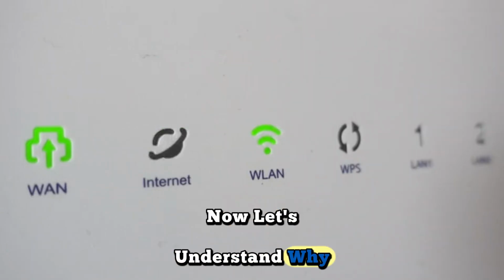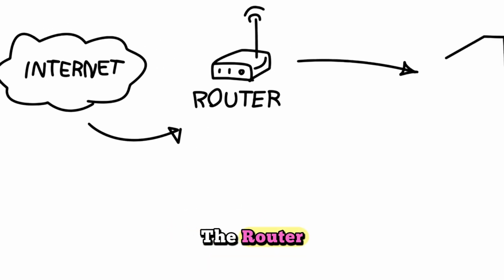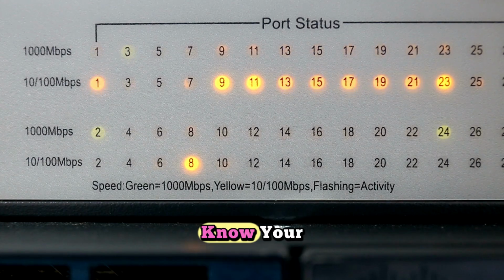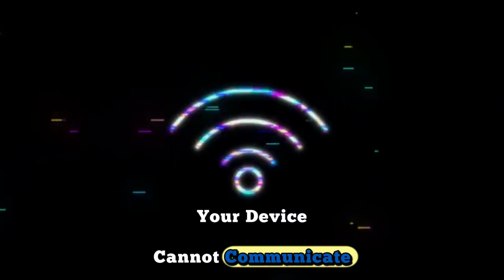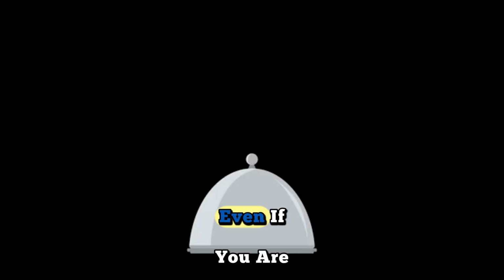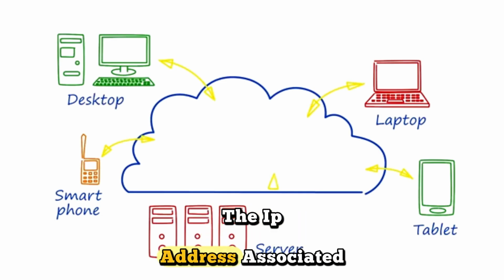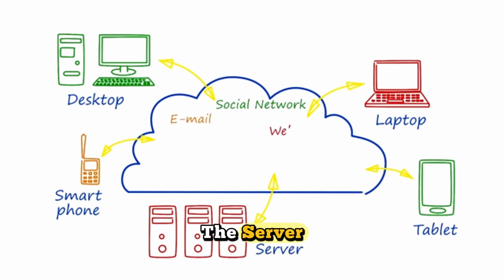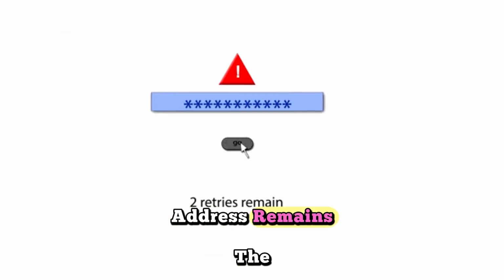Now let's understand why do we need IP address. As we have already discussed, whenever you try to visit a website, your device sends a request to the router. In this process, the router needs to know your device's IP address in order to forward the request to the right location. Without an IP address, your device cannot communicate with other devices on the network. Even if you are in incognito mode, your device still has an IP address. Every time you try to visit a website, the IP address associated with your device is recorded in the server logs of that website. Even if you clear your browsing history, the IP address remains the same.